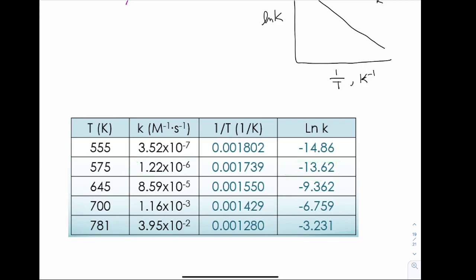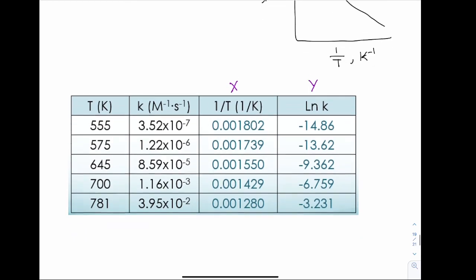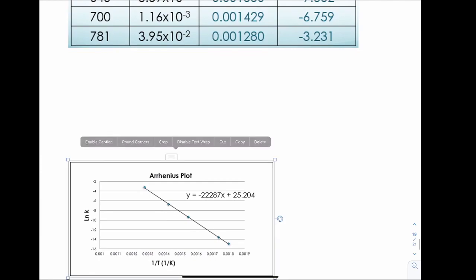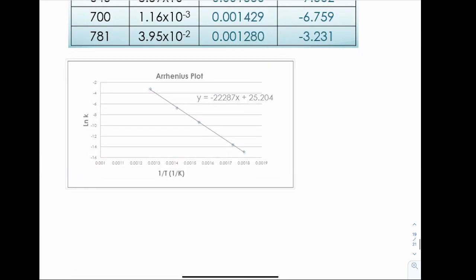Once those have been calculated, we're going to graph 1 over my temperature on my x-axis, the natural log of K on my y-axis, and then we're going to get the equation for our line. We want our best fit line for that. So this is what the graph looks like.